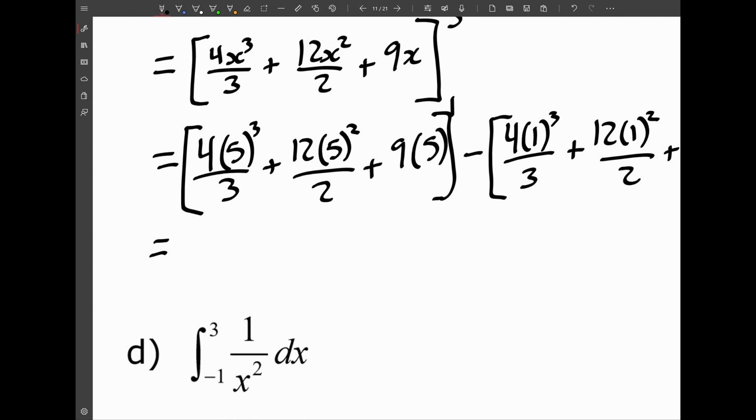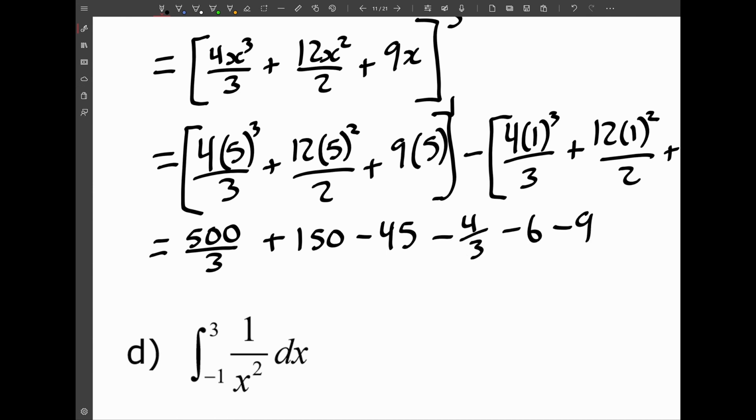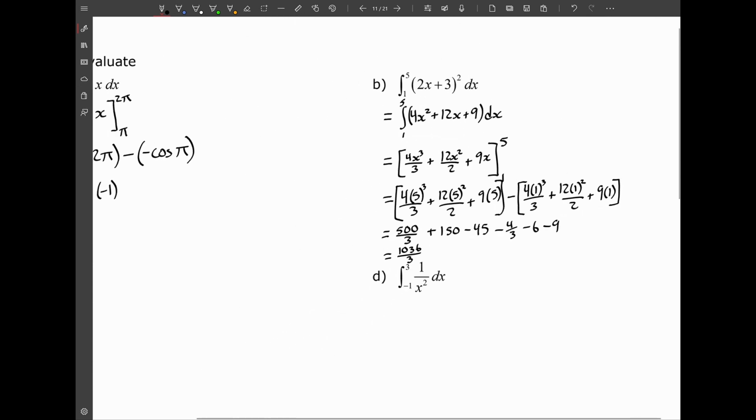Okay, so what I'm going to do is I'm just going to expand this out. This one's 500 over 3. I trust you guys can do the arithmetic here. Plus 150 minus 45. I'm just expanding. Don't forget to expand your negative. That's a really common mistake. We got to expand our negative into the brackets. So this is negative 4/3 minus 6 minus 9. And I'm just going to jump ahead to the final answer. You can do the simplification, but that's 1036 over 3. So just found a common denominator of 3 and did the basic addition and subtraction from there. I trust that you can do that. And that's our answer.